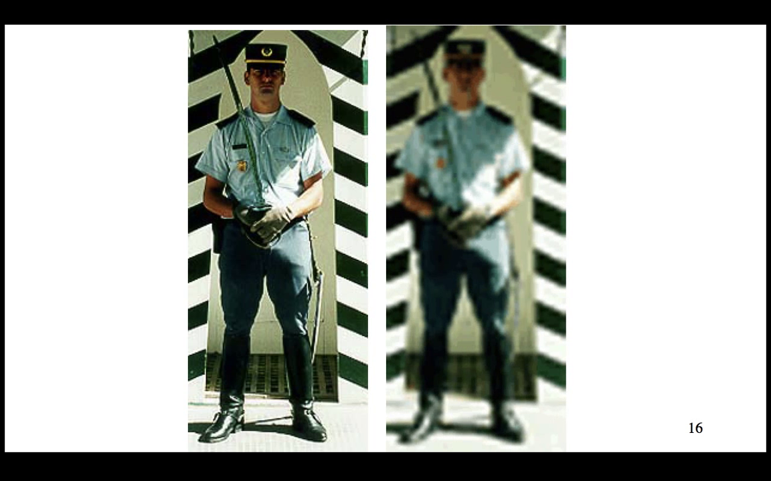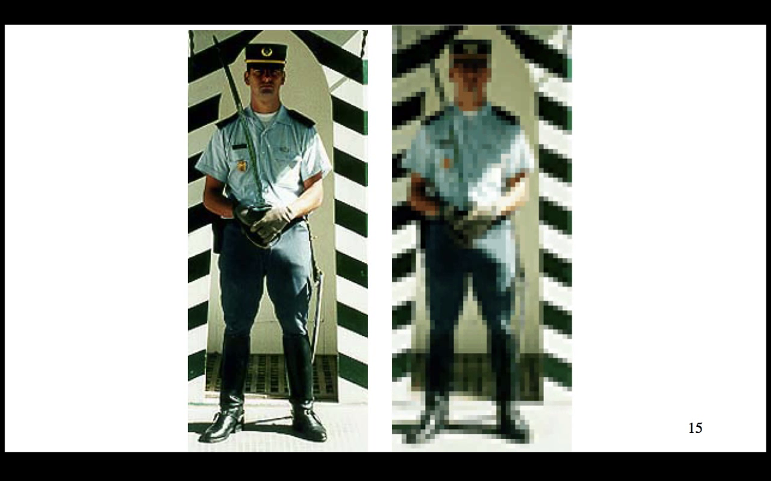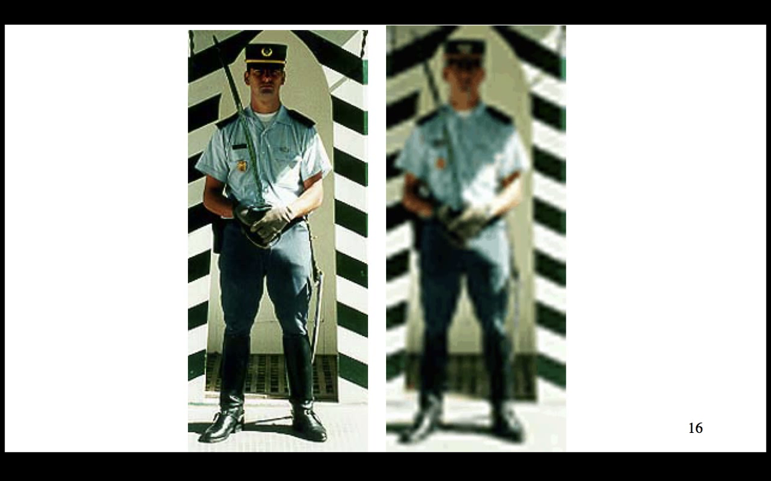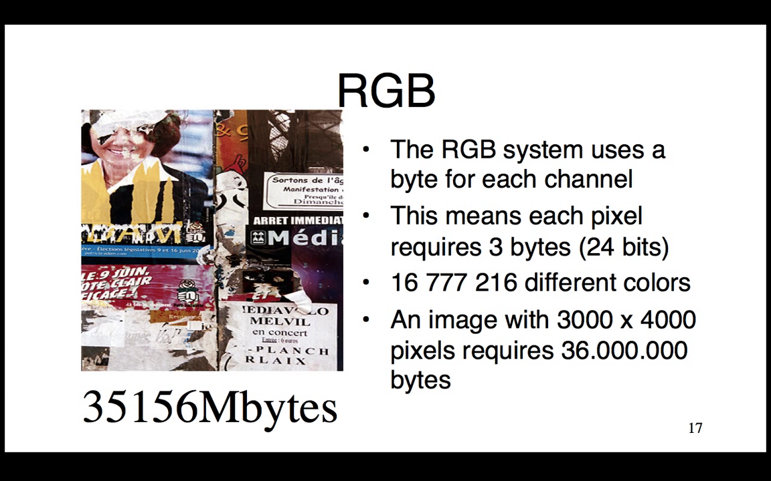And so when you do interpolation, you end up with it appearing blurry. So your choice is big chunky pixels or blurriness. Although, as we'll see when we come to look at image formats, it's more sophisticated than this. We can actually be more sophisticated in what we throw away. So the RGB system uses a byte for each channel.